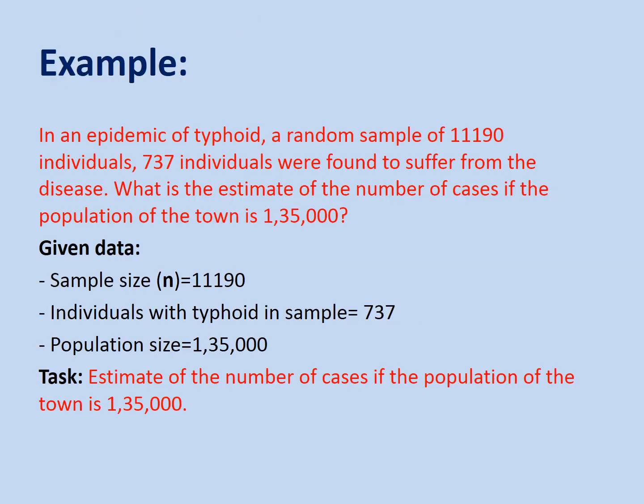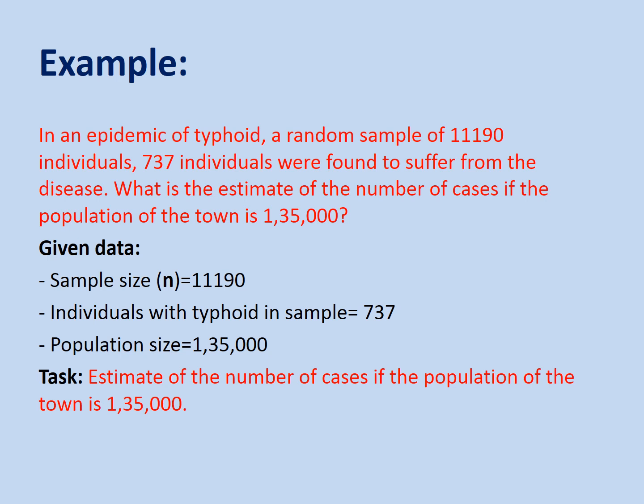Read the example on the screen. The example is: in an epidemic of typhoid, we have selected a random sample of 11,190 individuals. Out of that sample of 11,190 individuals, 737 individuals were found to suffer from the disease, that is typhoid. What is the estimate of the number of cases if the population of the town is 1,35,000?